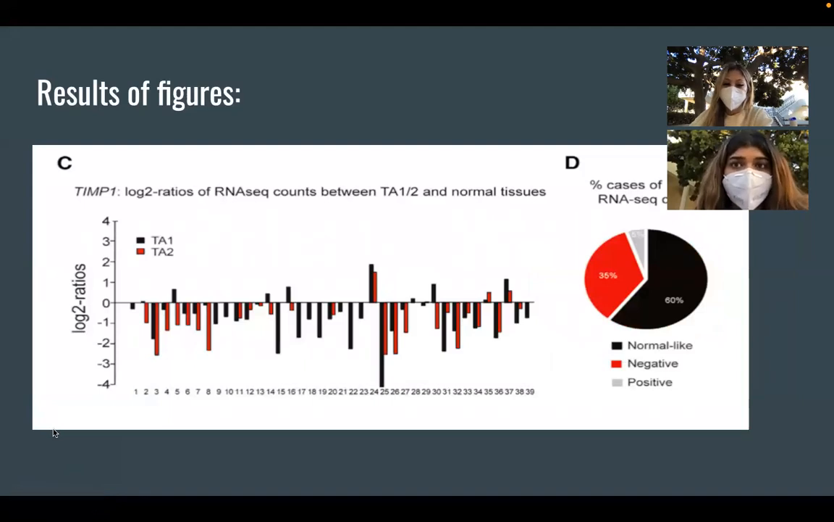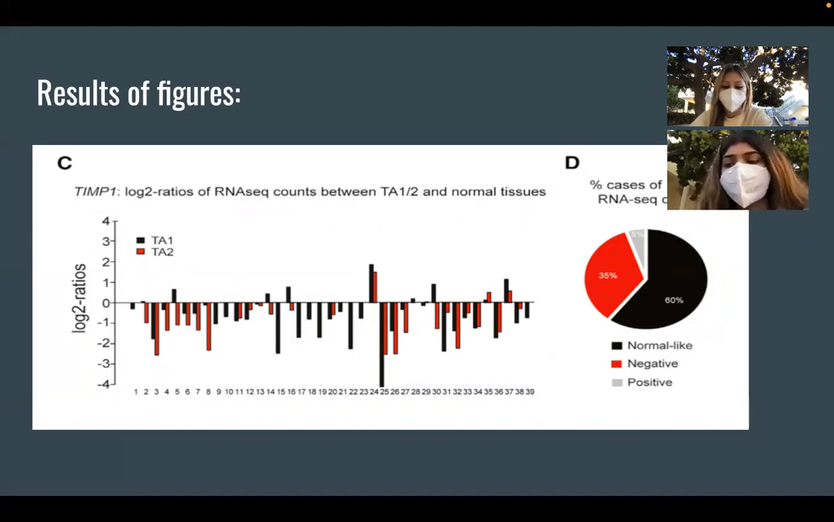For figures C and D, they were both quite similar. Figures C and D are an RNA sequencing analysis of the prostate tumor areas TA1 and TA2, also described in red and black. Normal prostate tissues showed decreased levels of TIMP1 in the tumor areas, as presented in figure D.